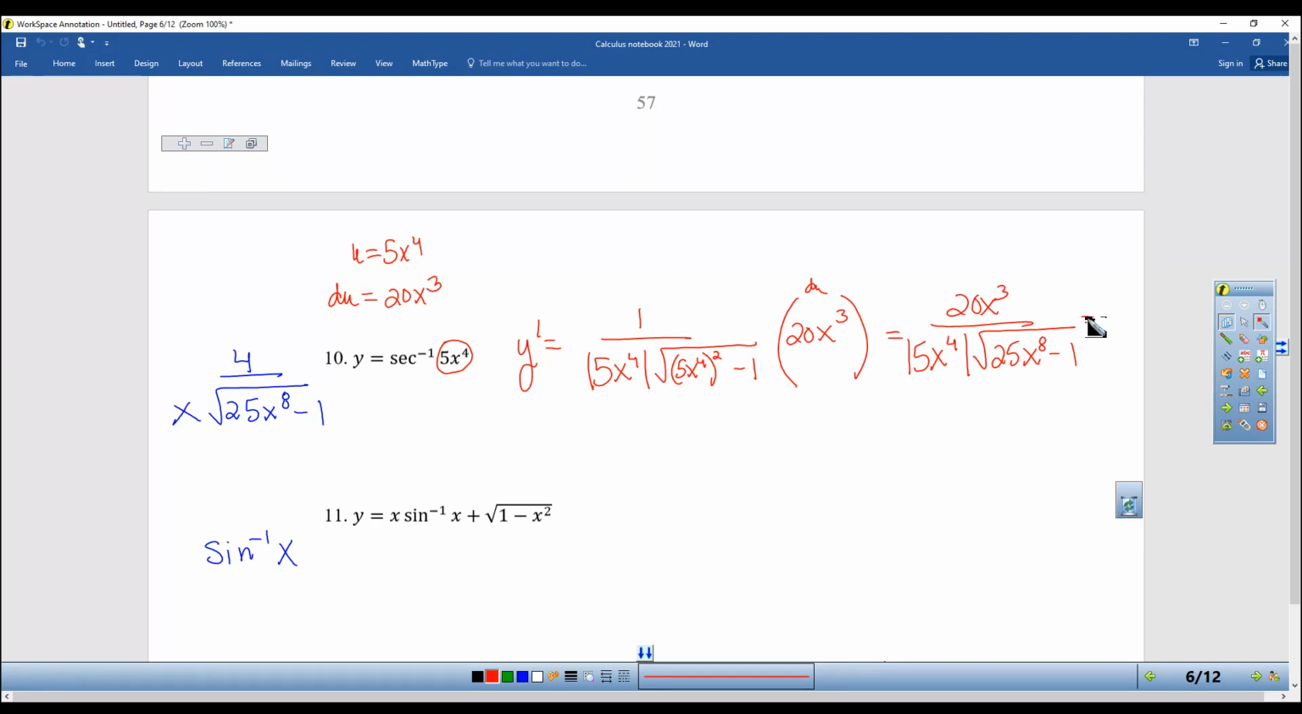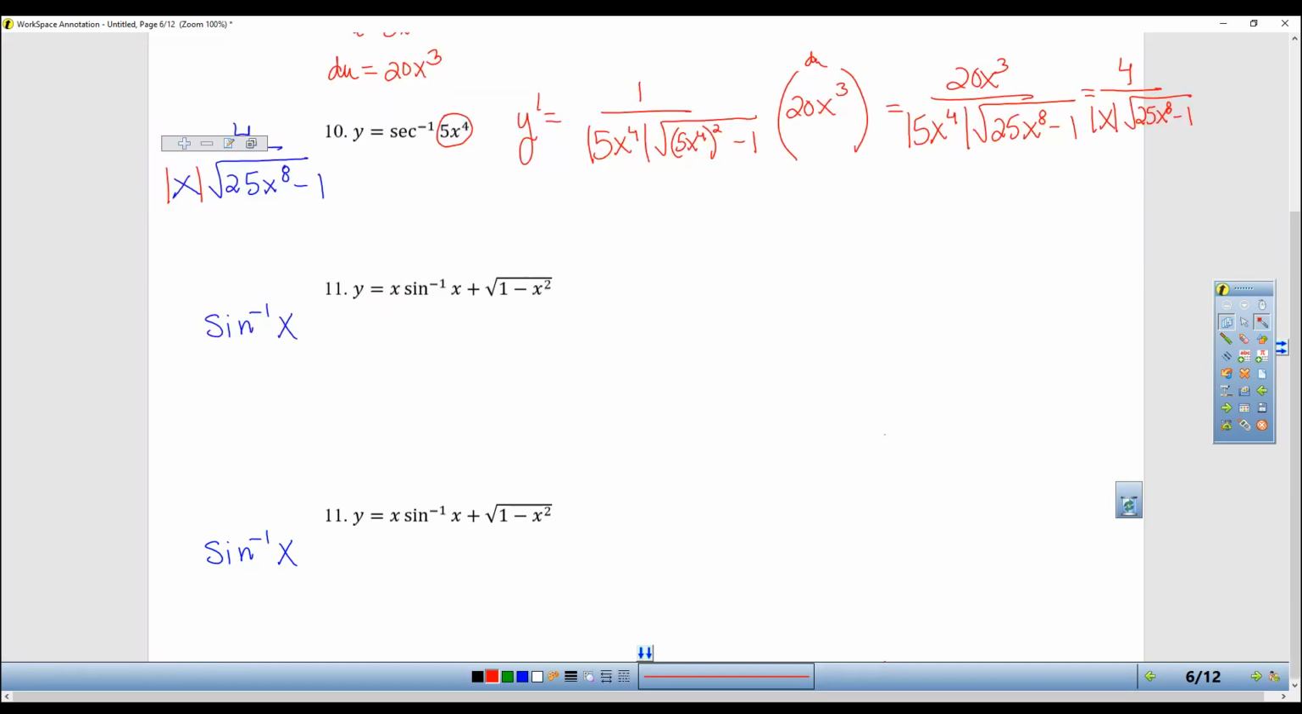So now when you simplify this, the 20 and the 5 can make 4. And you can knock off 3 of those x's with 3 of these. But when you do that, this is why I left the absolute value there, which ironically I don't have in my answer, but it should be there. You have to have the absolute value now because now that it's not to the 4th power, it's not necessarily positive. So we do want it to be positive. So it's going to be absolute value of x, square root of 25x to the 8th minus 1. Great. Number 11.